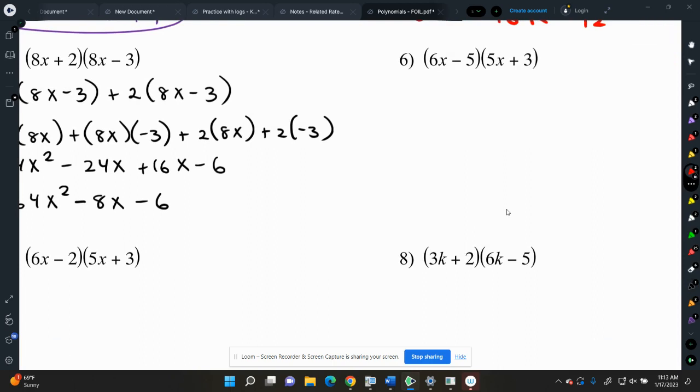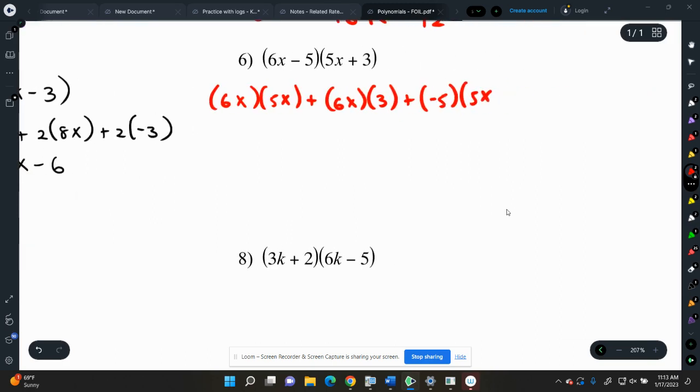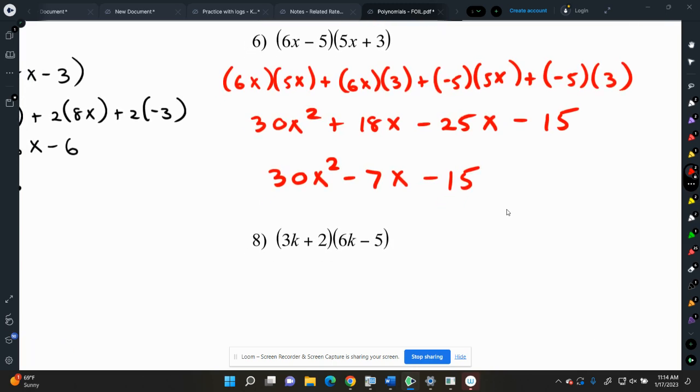So here we're going to have 6x times 5x plus 6x times 3 plus negative 5 times 5x plus negative 5 times 3, which gives us 30x squared plus 18x minus 25x minus 15. And that is 30x squared minus 7x minus 15. We good? Jake, we good?